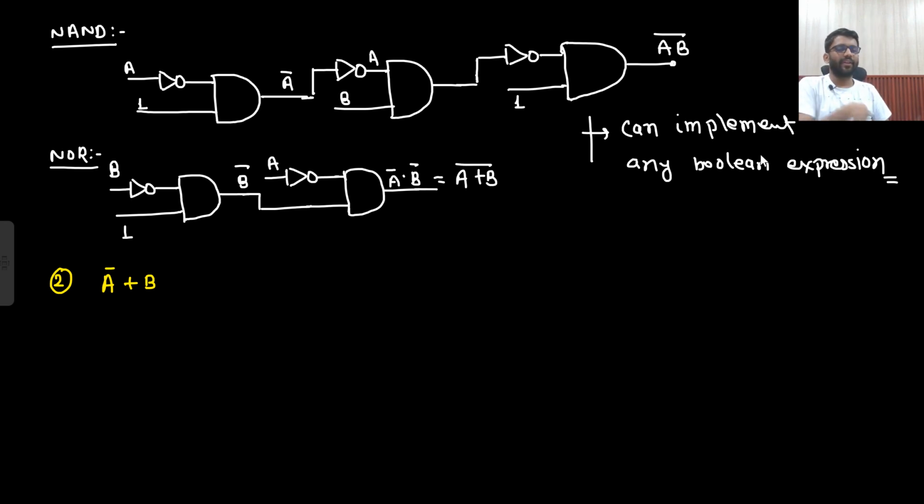So they can implement any Boolean expression. So my target was only to implement one of the universal gates. If you are able to implement one of the universal gates, then you can implement any Boolean expression. So what did I tell you? AND gate plus NOT gate. If both of the operations you can get, then they are more than enough to implement any Boolean expression. Or if you are having OR gate plus NOT gate, then they are more than enough to implement any Boolean expression. Same goes with this one. A bar plus B.